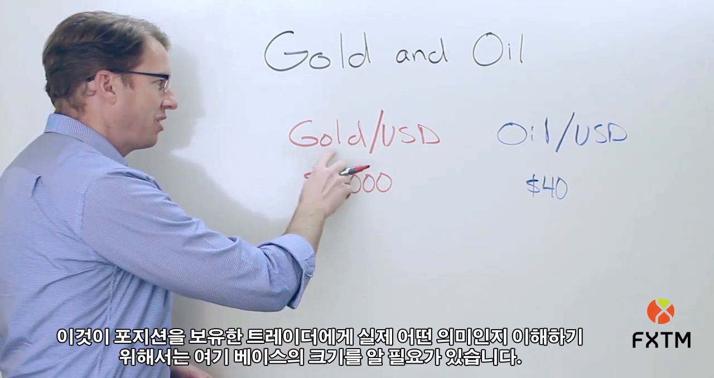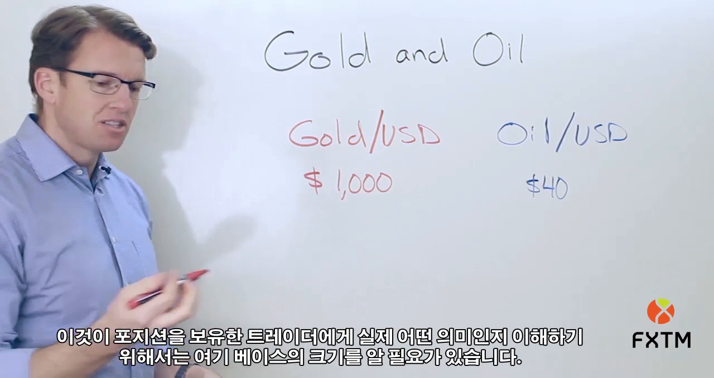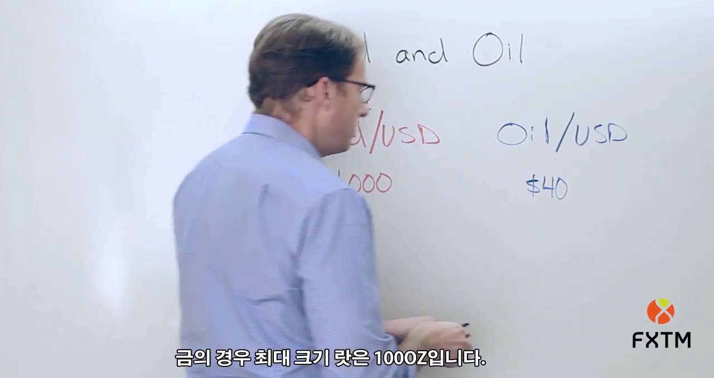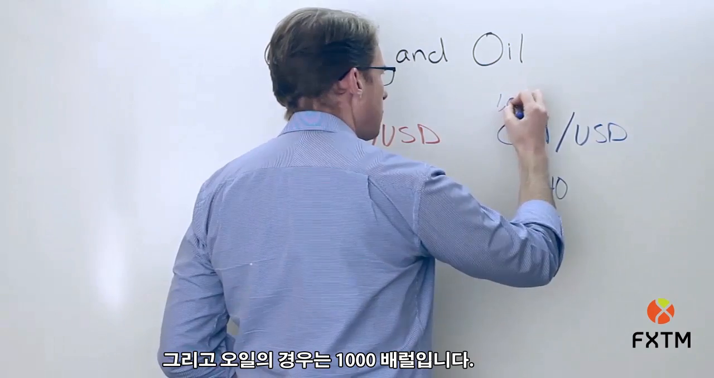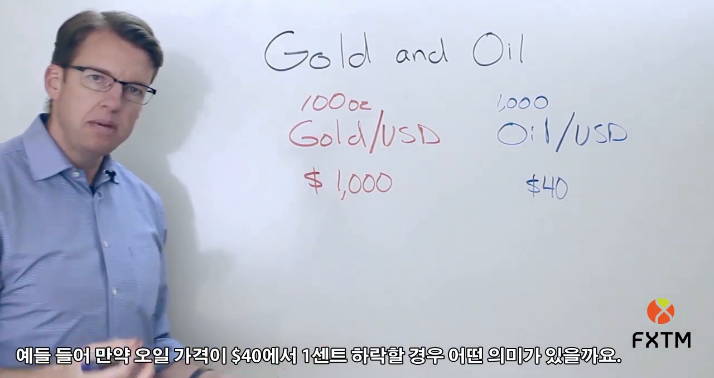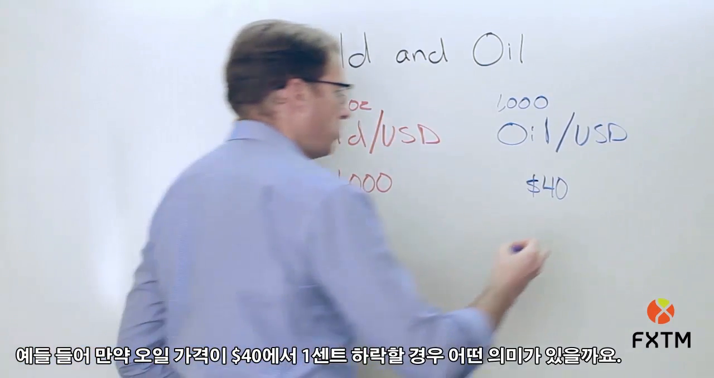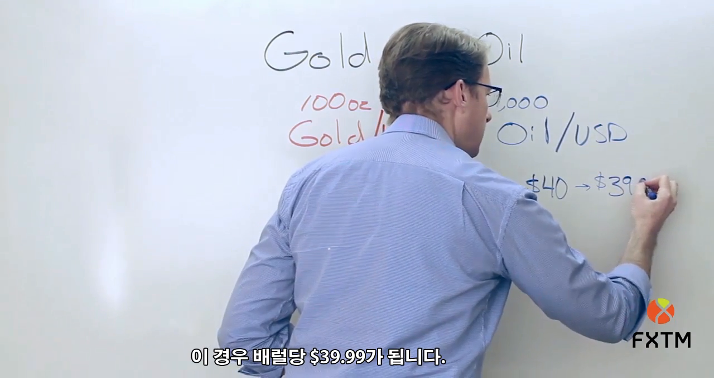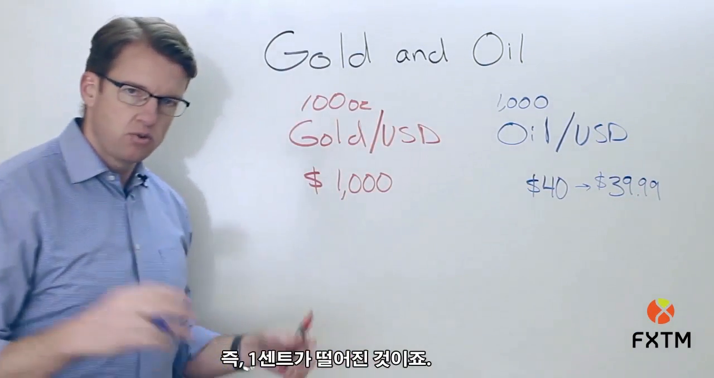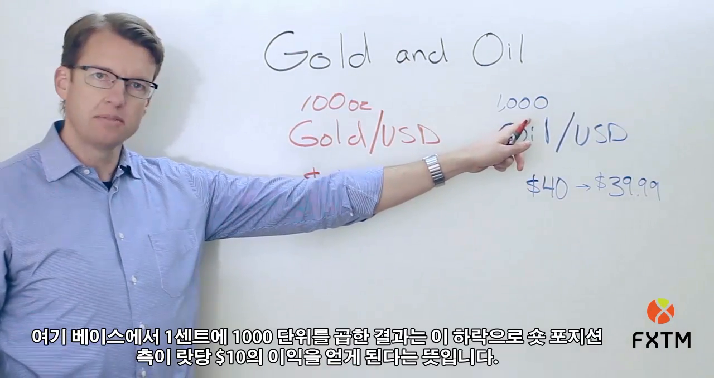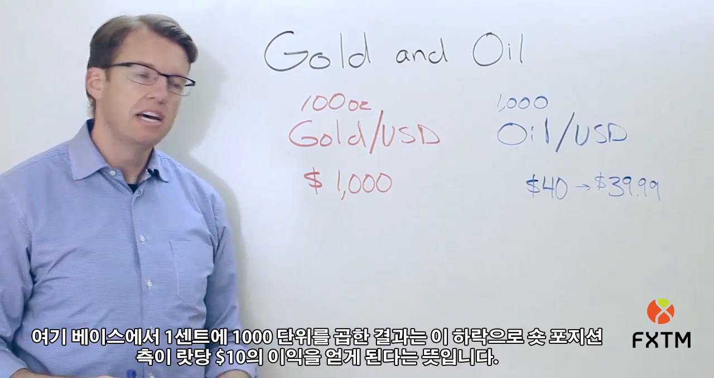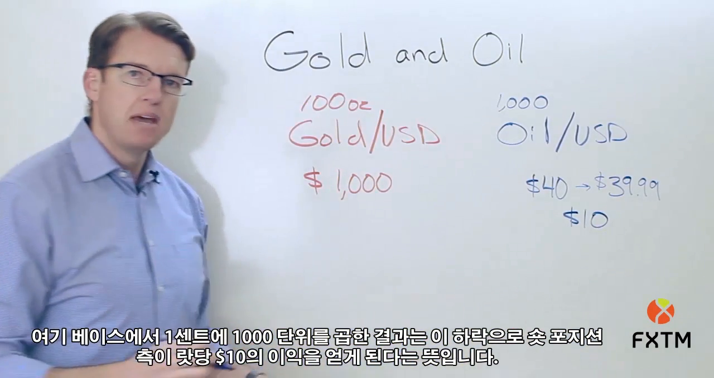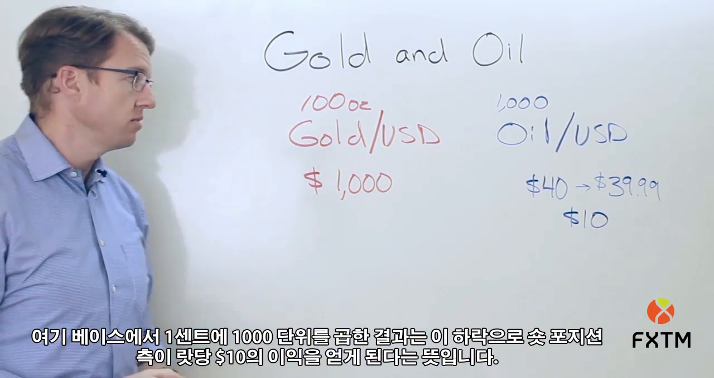Well, in order to understand what that actually means to a trader who's taken a position here, what we need to know is, what's the size over here on the base? In the case of gold, this is 100 ounces for a full lot, and in the case of oil, it's 1,000 barrels. So if oil were to go from $40 to $39.99 a barrel, it dropped by 1 penny. Well, 1 penny times 1,000 units on the base side means that move would be in favor of the short side to the tune of $10 per lot, or of course, adverse to the long side for $10.